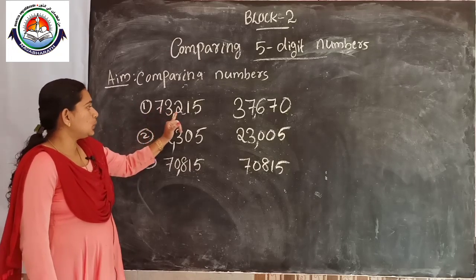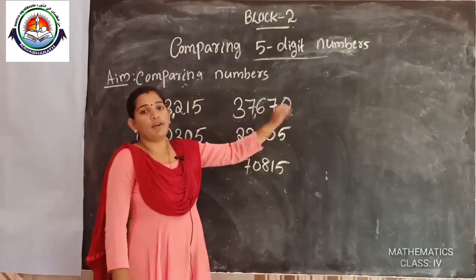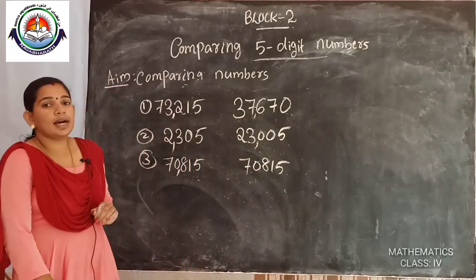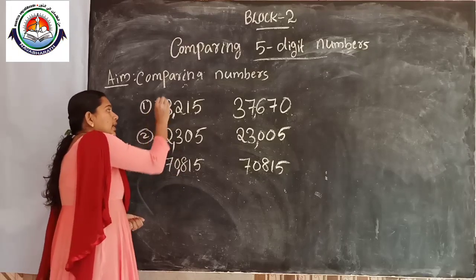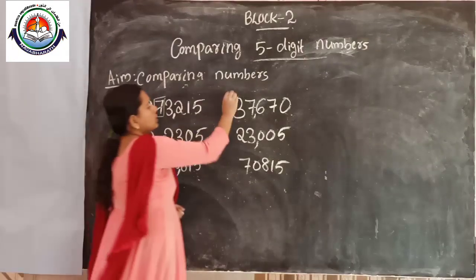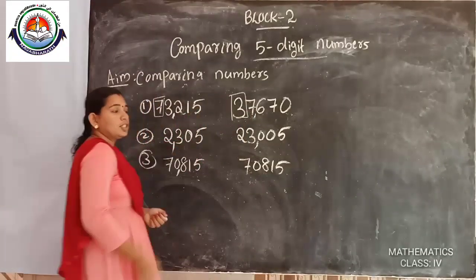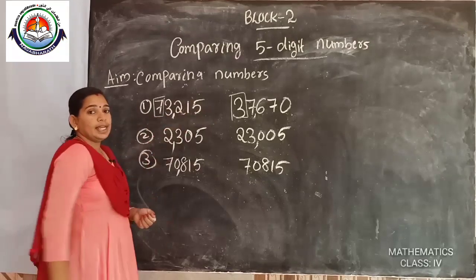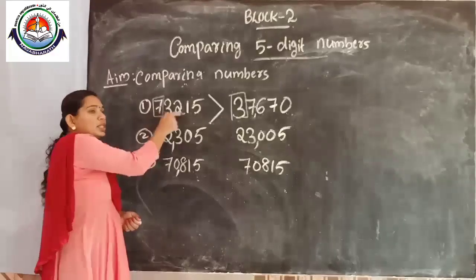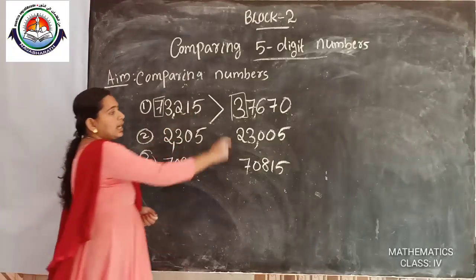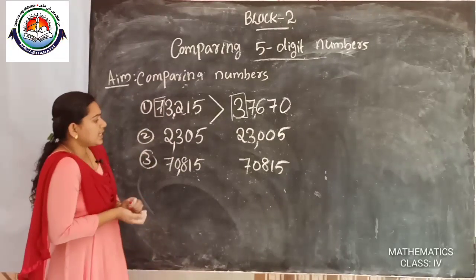Here 1, 2, 3, 4, 5. Here also 1, 2, 3, 4, 5. Number of digits are equal. So next we want to check the left side first number. Here 7. Here 3. So which is greater, 7 or 3? 7 is greater. So 73,215 is greater than 37,670.